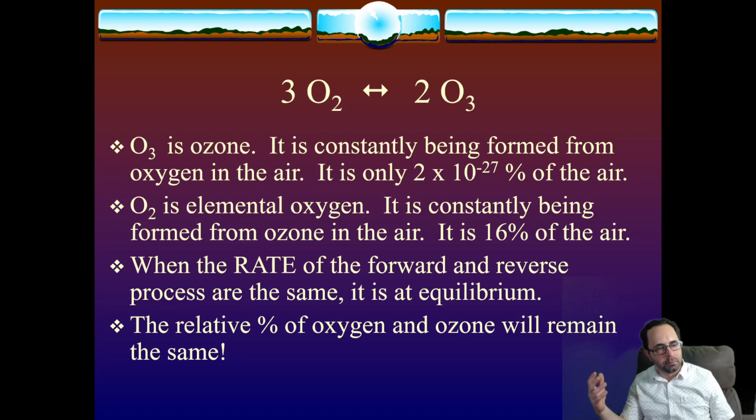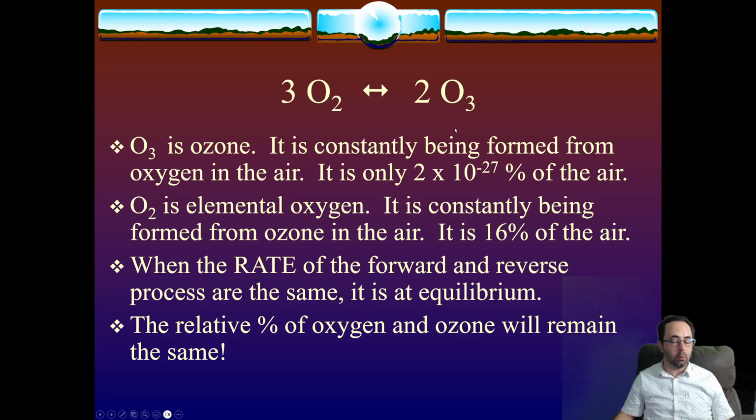So for example, in the atmosphere, oxygen molecules react with themselves in order to produce O3, which is also known as ozone. And ozone is a molecule that is very, very low in concentration in the air. It's only about 2 times 10 to the minus 27% of the air. It's a very, very small amount of the air. But a small amount of ozone is always being produced from oxygen. Just the speed at which this occurs in the forward direction is quite slow.